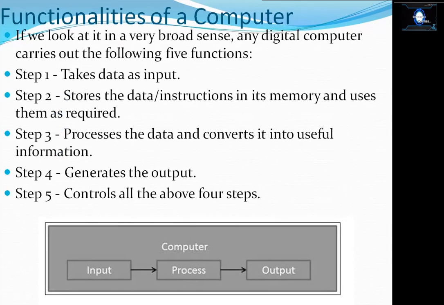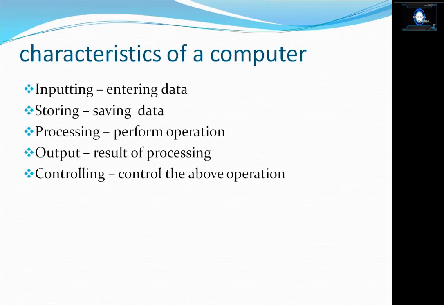Now going to the functionalities of a computer. If we look at it in a very broad sense, any digital computer carries out the following 5 functions. Step 1, takes data as input. Step 2, stores the data or instructions in its memory and uses them as required. Step 3, processes the data and converts it into useful information. Step 4, generates the output. Step 5, it controls all the above 4 steps. So this is the block diagram: input, process, output.